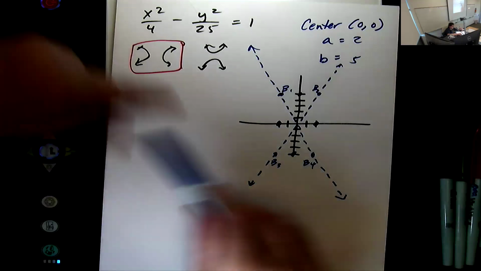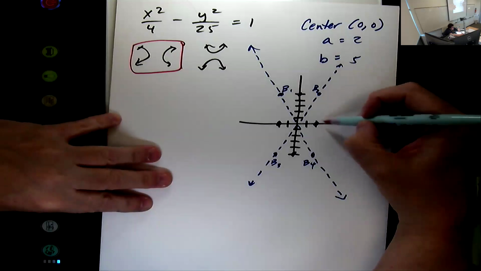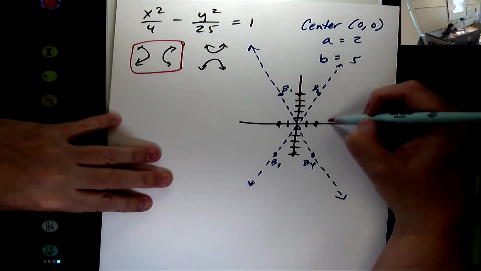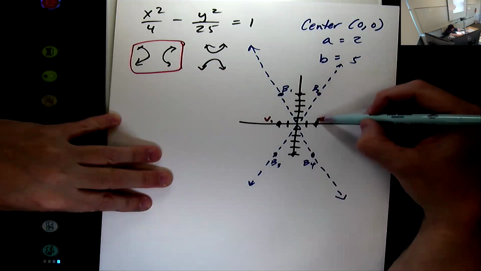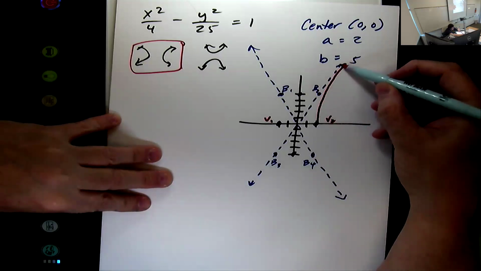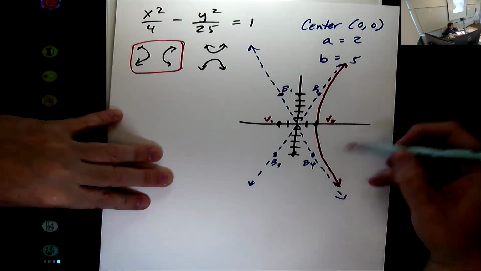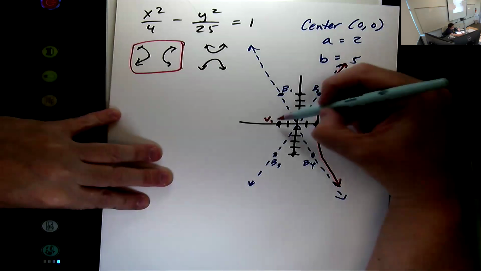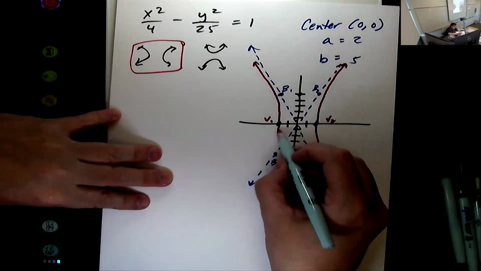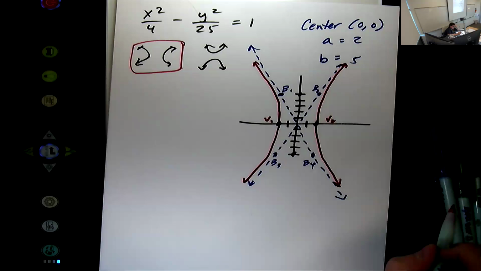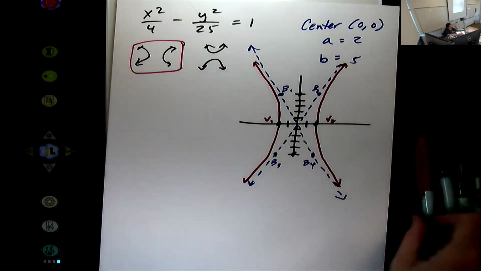And now I know it opens left and right, so that makes this a vertex. B2 here and B1 here. I'm going to make a curve that goes toward it and then follows along the asymptote. If you want it more precise than that, you need a graphing calculator or computer.